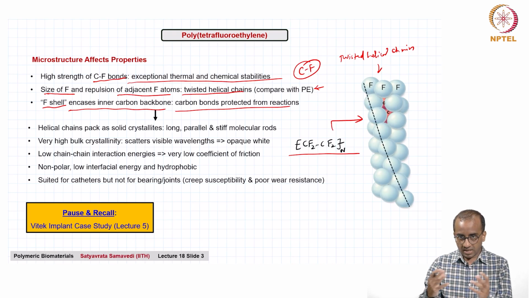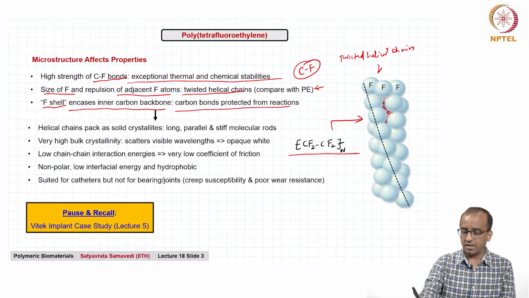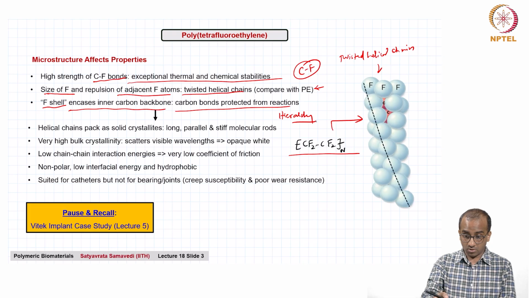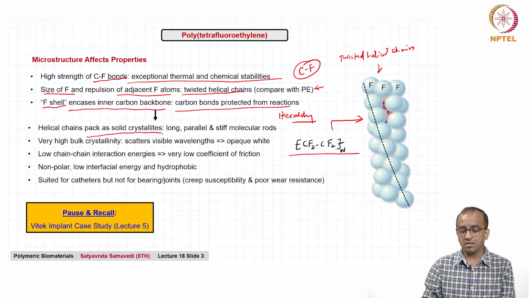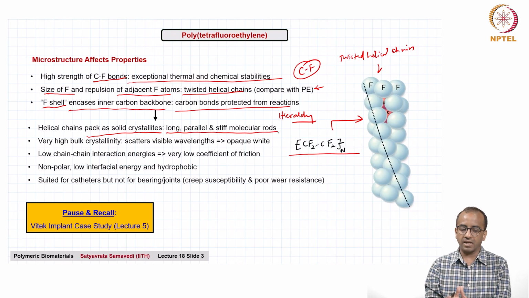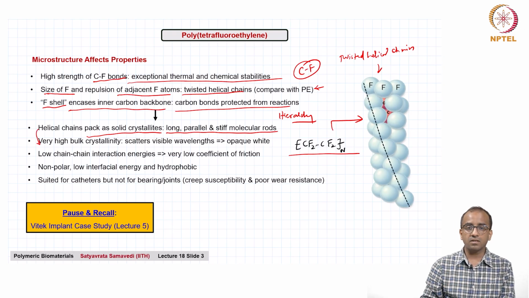So at a higher level, now we are moving up in the hierarchy, and now would be a good time to recall some of the ideas we have seen in earlier lectures about hierarchical structural organization in polymers, where the organization at different length scales builds to result in the bulk properties. One consequence of having these helical chains is that they pack as solid crystallites, resulting in long, parallel and stiff molecular rod-like structures. And because of the very tight packing, that leads to very high bulk crystallinity.